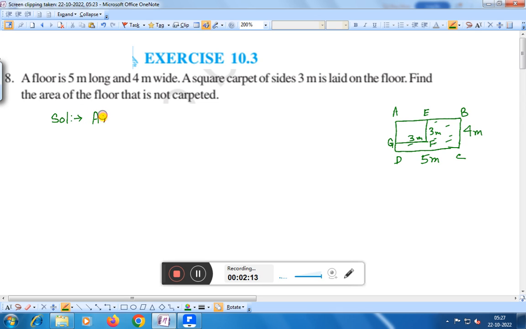area of the floor is equal to length into breadth, and that is equal to 5 into 4 square meter, that comes to 20 square meter, right?